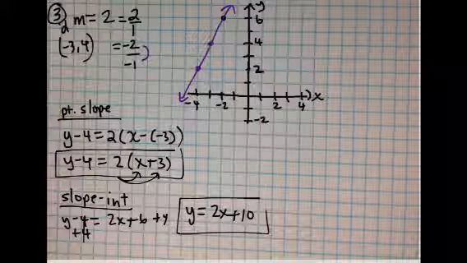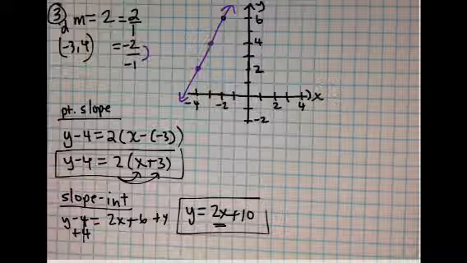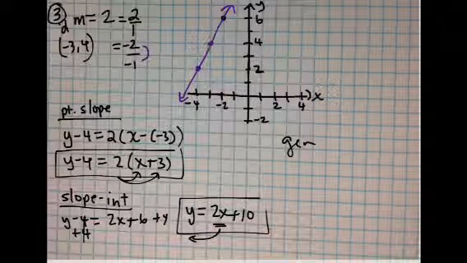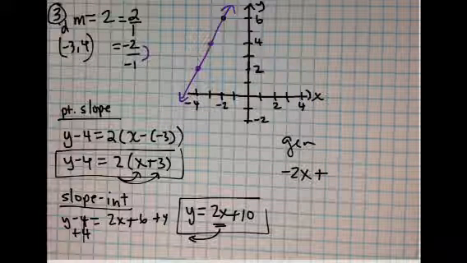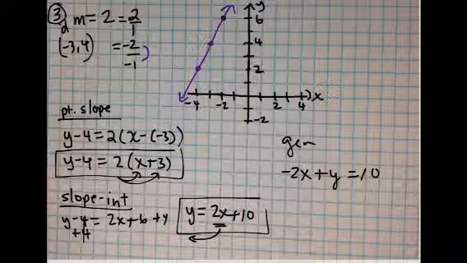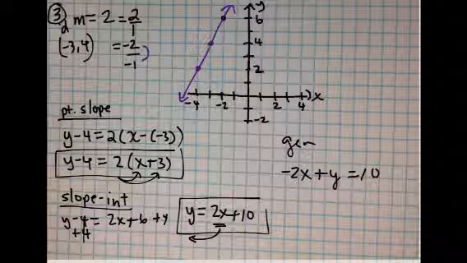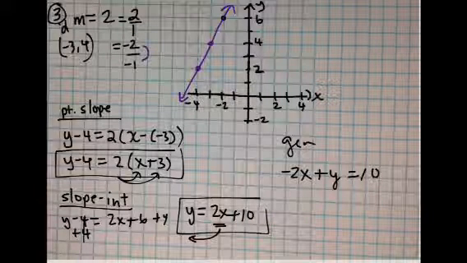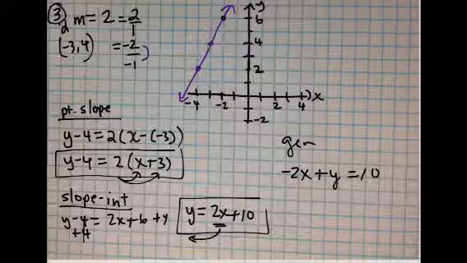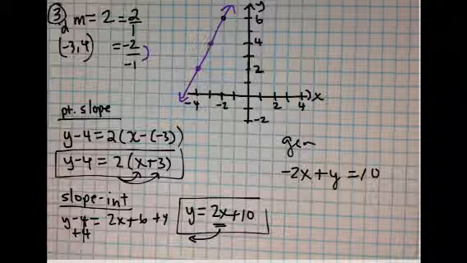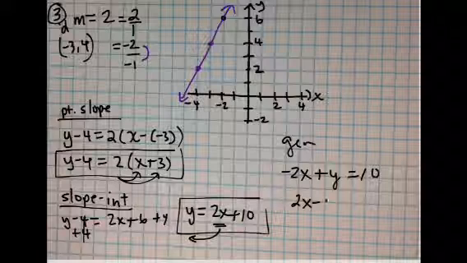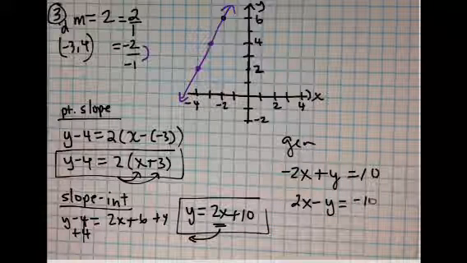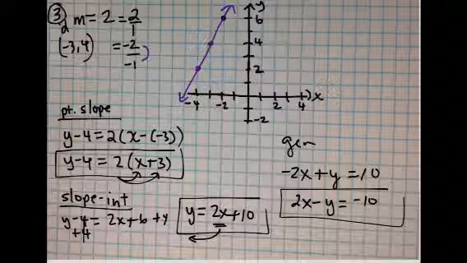For general form, I just have to move this 2x over to the left side, and this will be general form, negative 2x plus y equals 10. It's common practice for the leading term, in this case the x, to be positive. So I'm going to multiply every term by negative 1 on both sides of the equation. So I end up with 2x minus y equals negative 10. And so that would be the answer in general form.